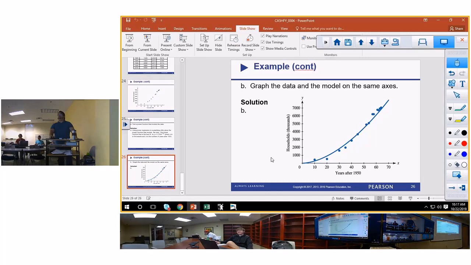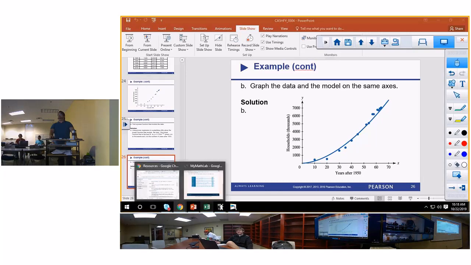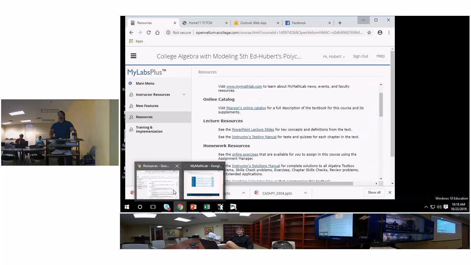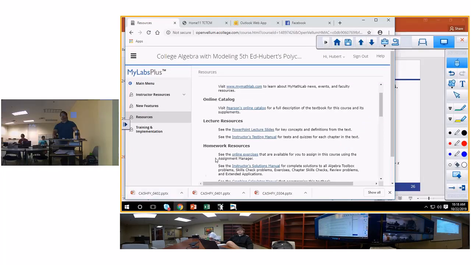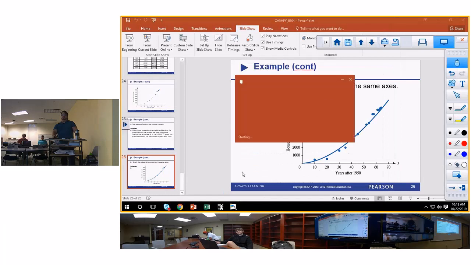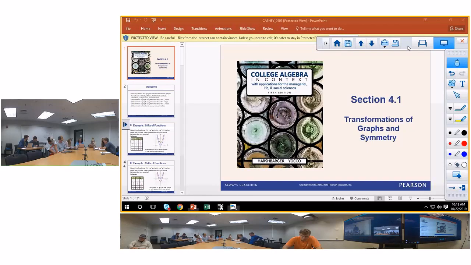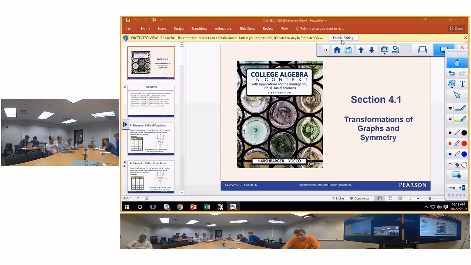Okay. That's it. So let's go to the next section. Out of that section, what should you be able to do? You should be able to do it by hand. You should be able to put it in your graphing calculator, and you should be able to put it in the Excel spreadsheet, vice versa. Probably one question on each.